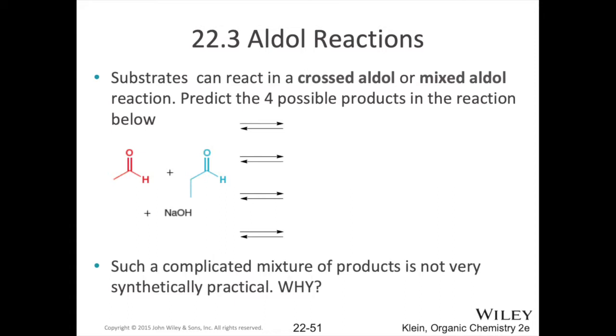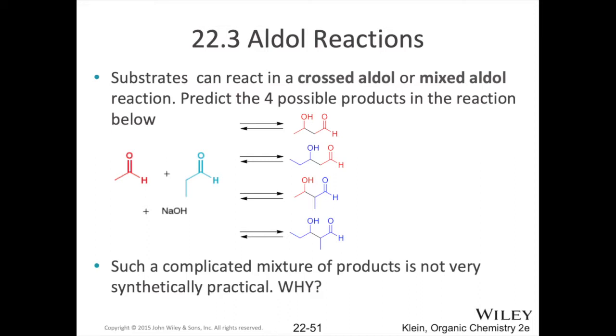All right, now in the examples we just did, we used just one aldehyde and it reacted with itself. So it made essentially one aldol product. What happens if you have two aldehydes present? Well, there's four possibilities, right? You could have aldehyde A react with itself to make one product. You could have aldehyde B react with itself to make another product. You could have A act as a nucleophile for B, or you could have B act as a nucleophile for A. And as a result, you have four different possible products.